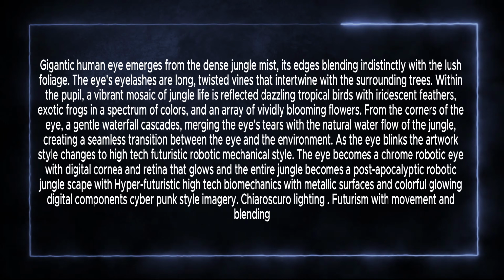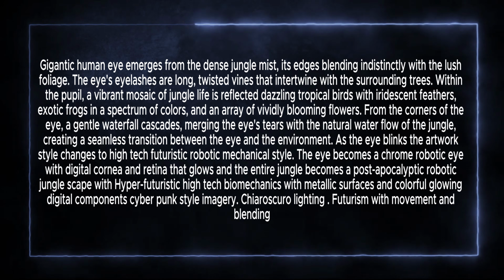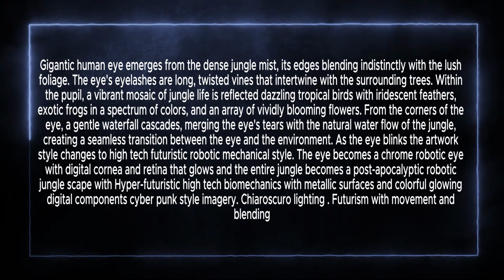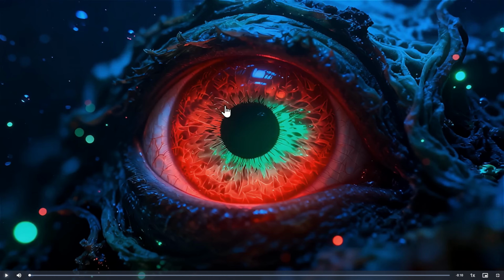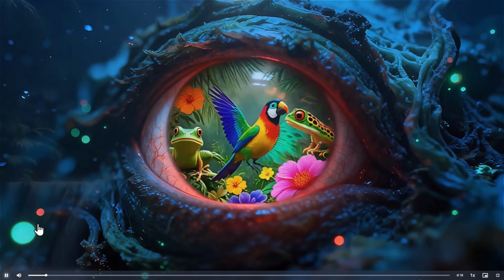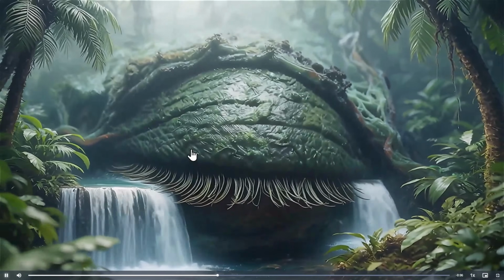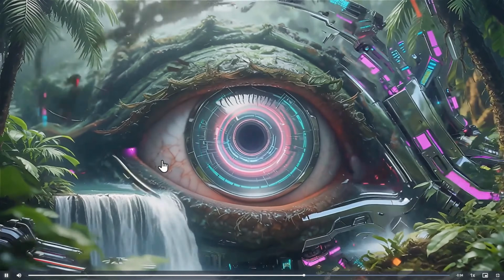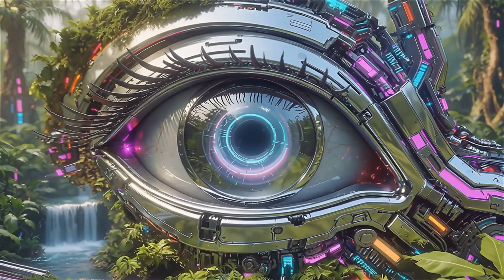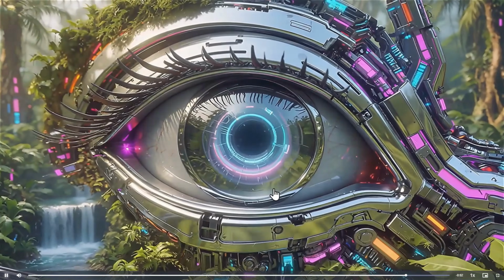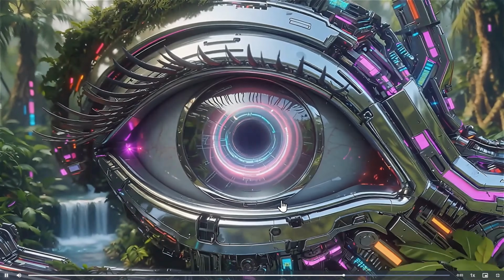so we need to try it out to the limits. So now let's try also text to video with the complex prompt of gigantic human eye emerging in a rainforest and transforming into a robotic mechanical eye. Here is the result. The first frame looks pretty good. Yes, now rainforest. I like this. Yes. And now transform to the robotic with the sound effects.